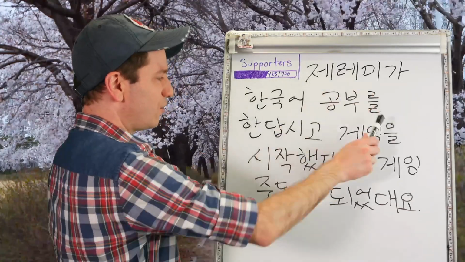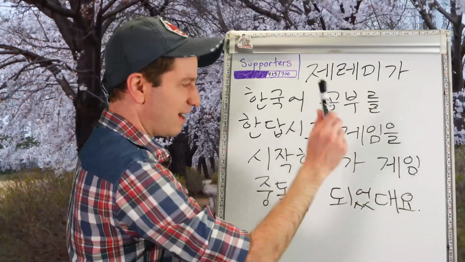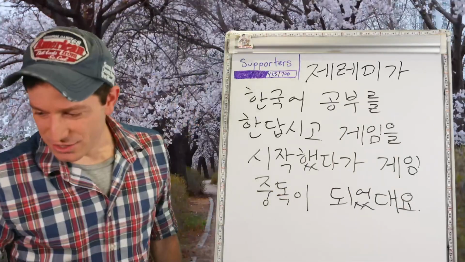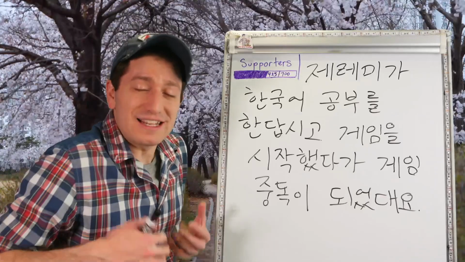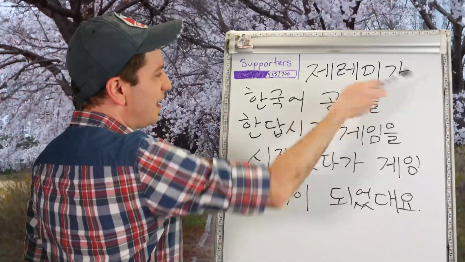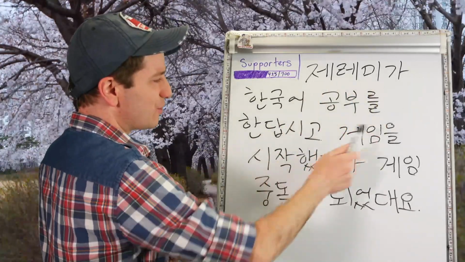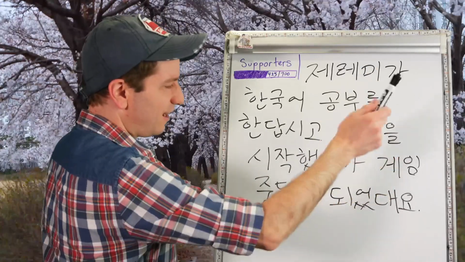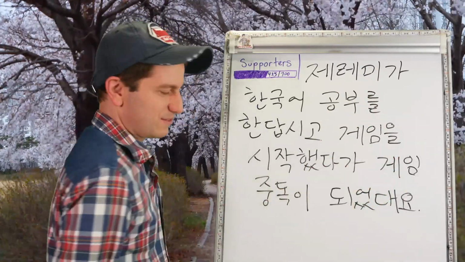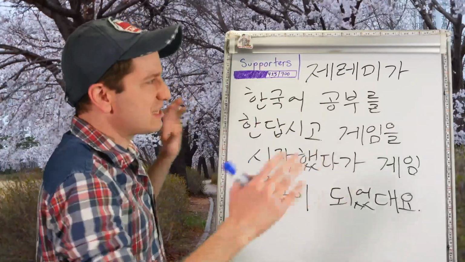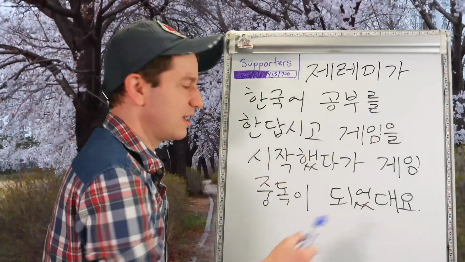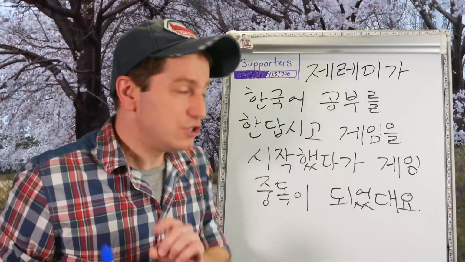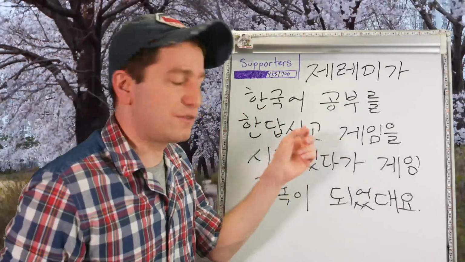So Jeremy was going to study Korean, but then he started playing games, and now I heard that he's addicted to games. 제레미가 한국어 공부를 한답시고 게임을 시작했다가 게임 중독이 되었대요. By saying this, you're not just saying that Jeremy was trying to study Korean, but he ended up getting addicted to games, I heard. You could express that without using this form.